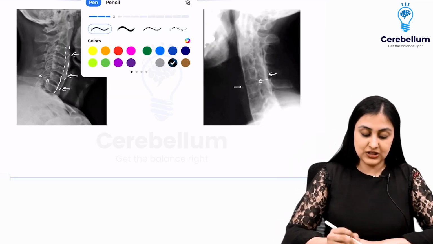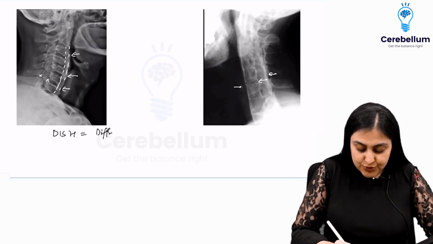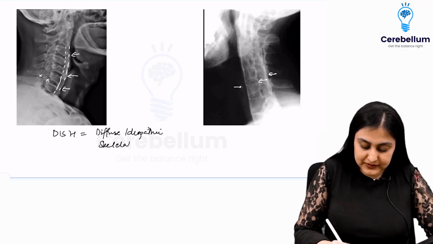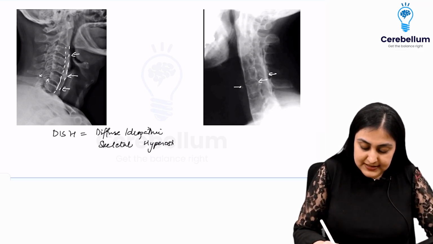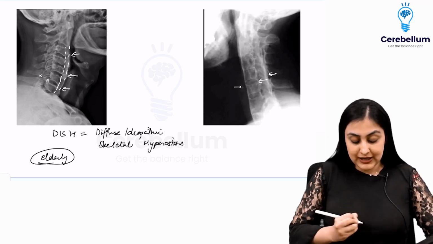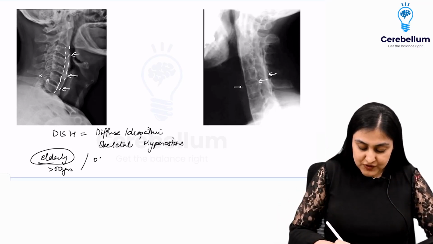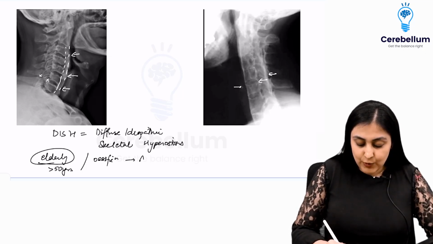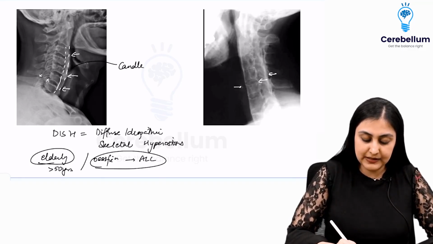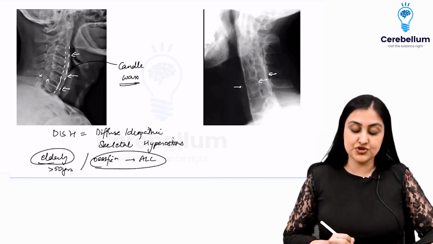So this differential here is called DISH. DISH stands for diffuse idiopathic skeletal hyperostosis, that is seen in the elderly population. So age group is going to be a very, very important clincher for you. Here you have patients who are invariably more than 50 years of age, and the ossification is only along the ALL, only along the anterior longitudinal ligament, and this is called the candle wax appearance. It looks as if the wax is dripping down the anterior longitudinal ligament.